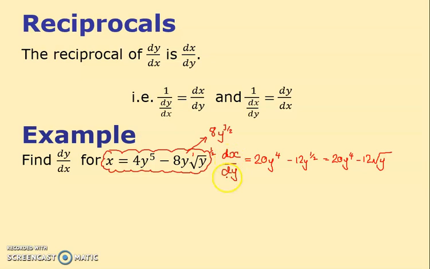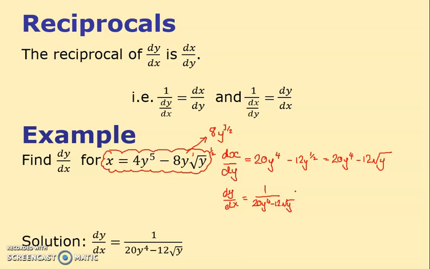Now that, remember, is dx by dy. The question says find dy by dx. So all I do is I flip it upside down. Depending on which answer I've come up with, it's 1 over 20y to the 4 minus 12 root y. And that's exactly how I've written it. So relatively straightforward to go from an equation for x equals to dx by dy equals, and then flipping it upside down gives me dy by dx equals.